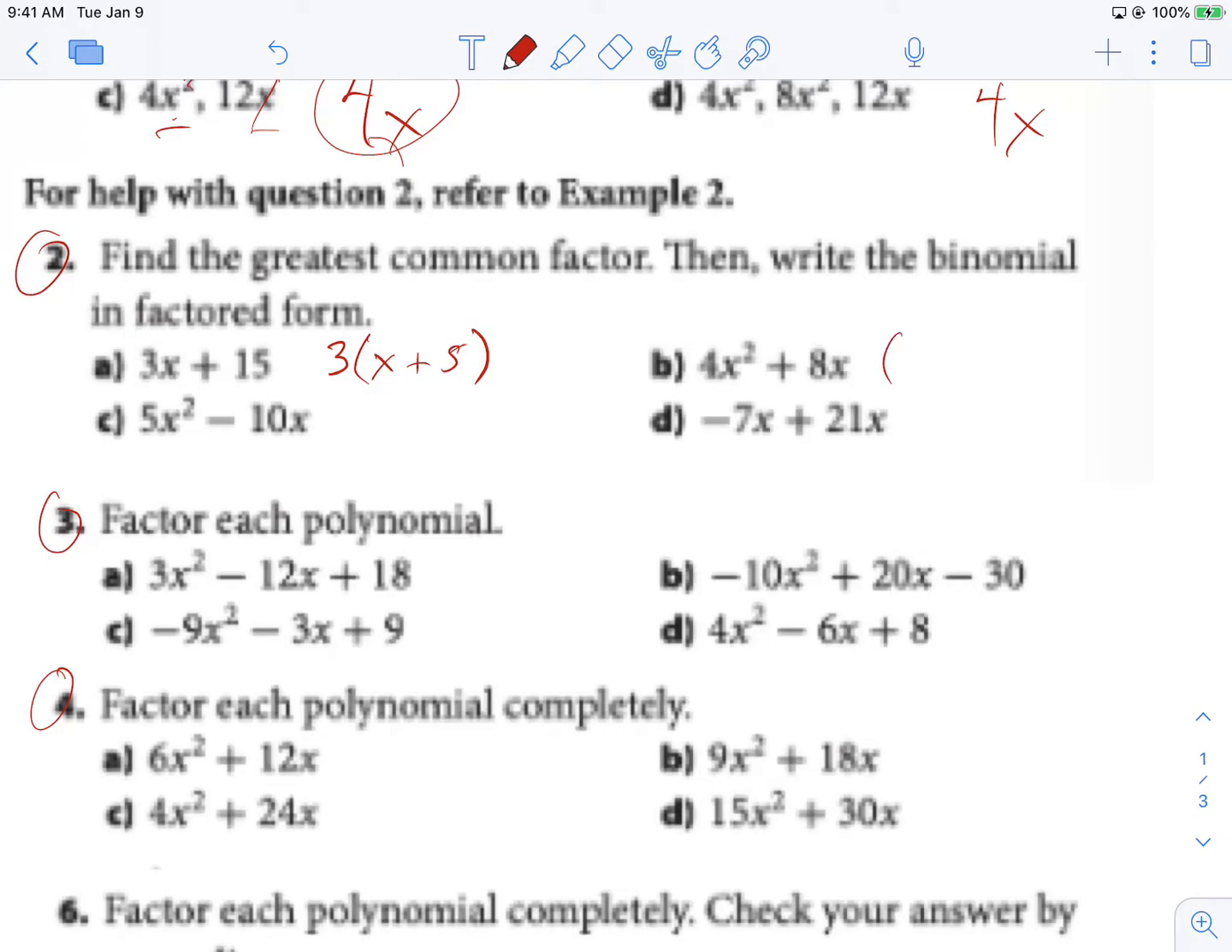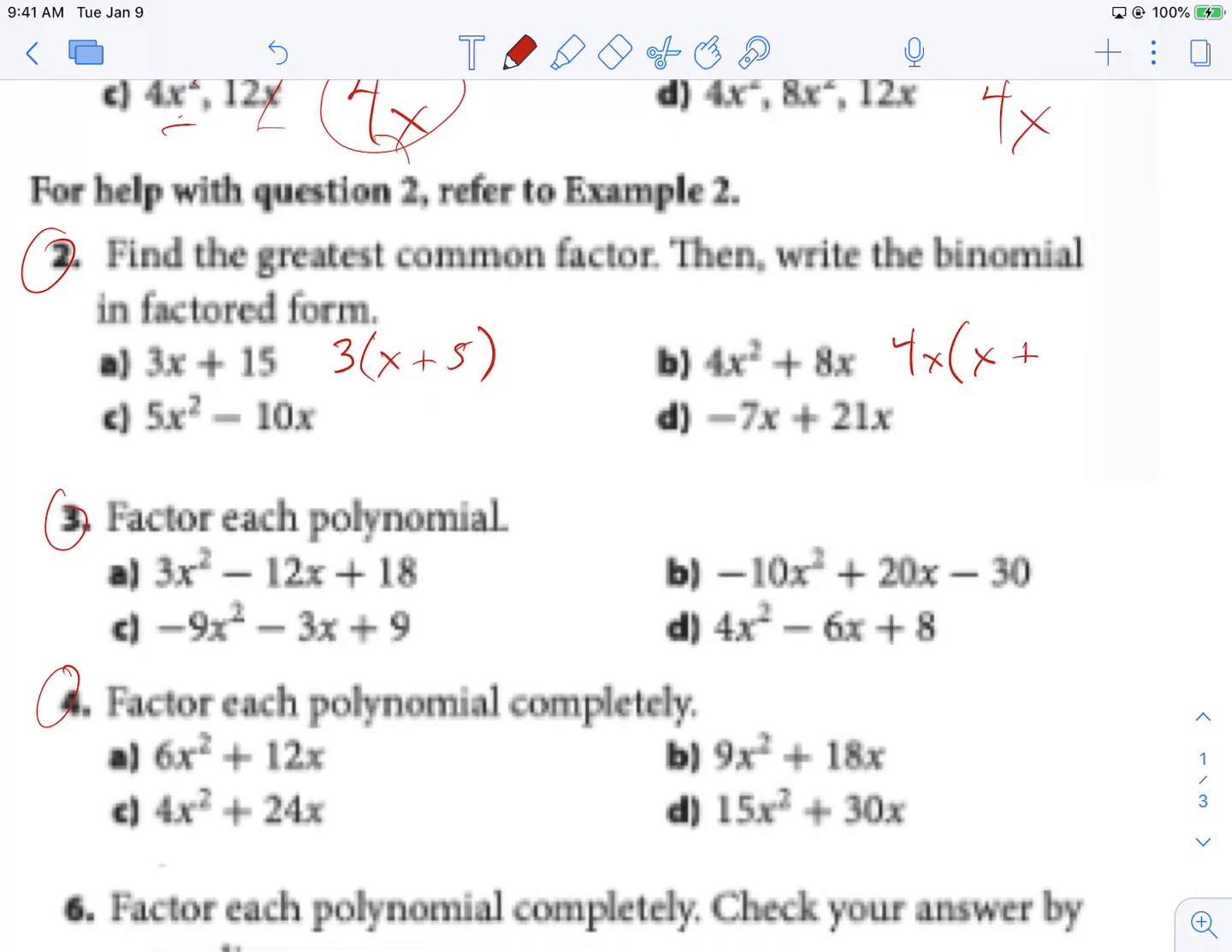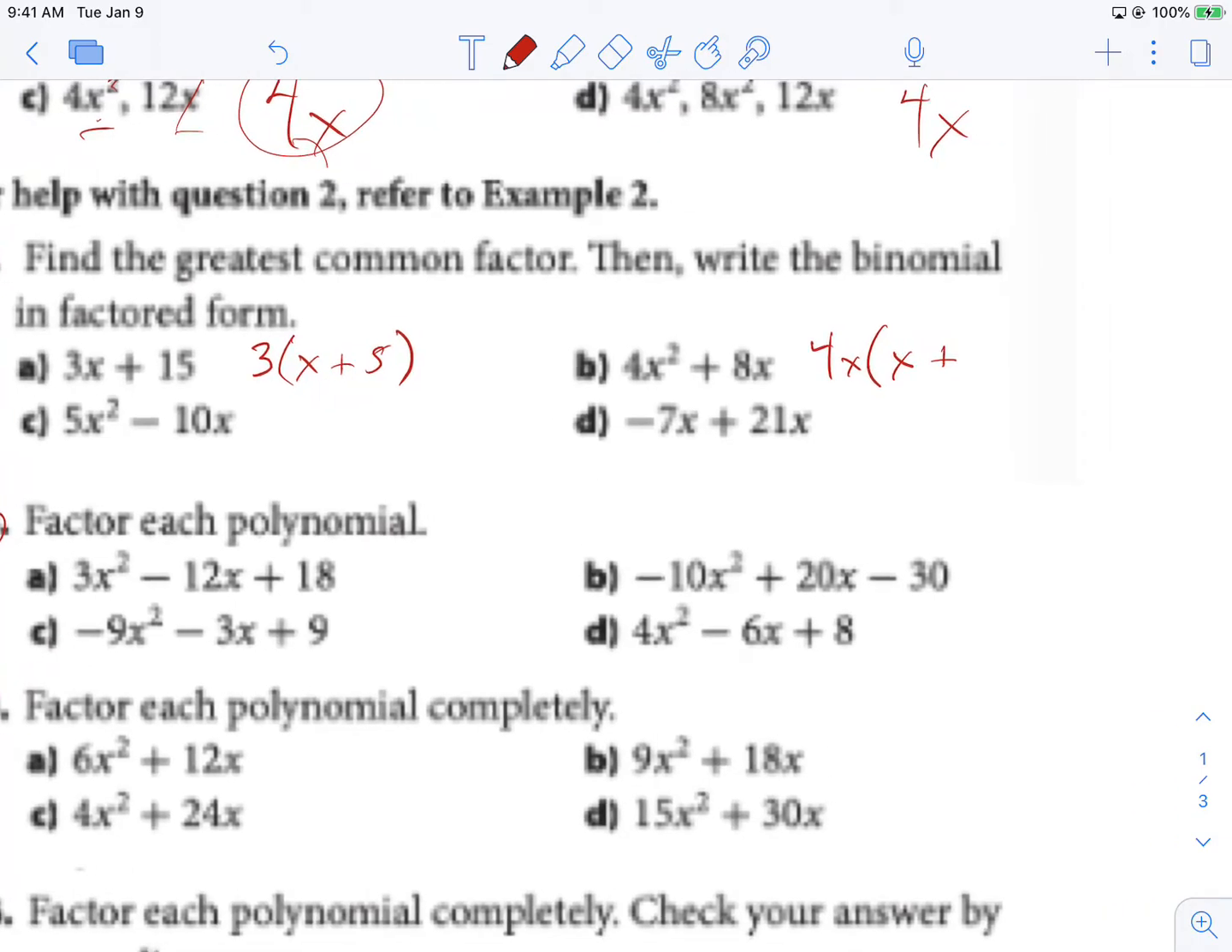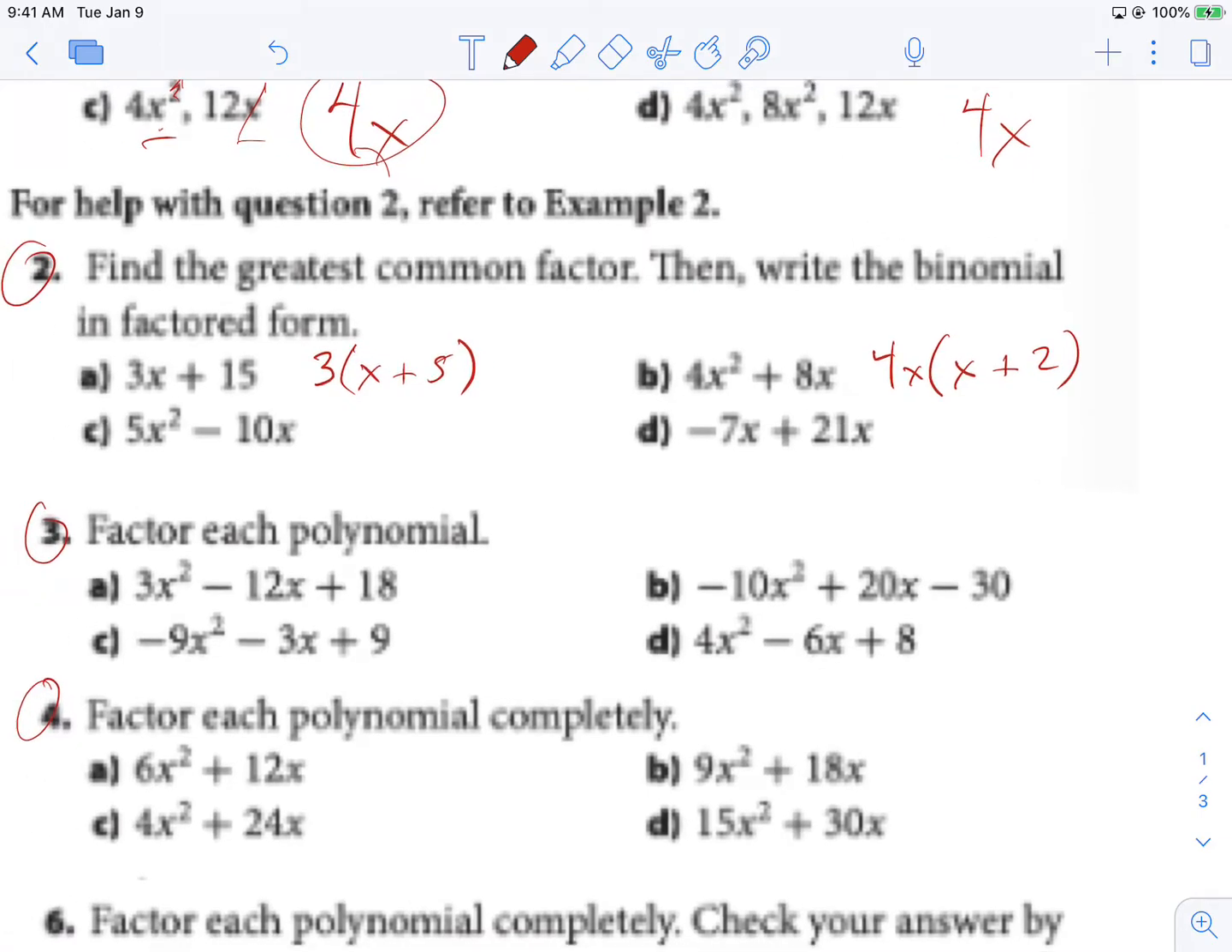For B, what's in common between these things? Well, we can definitely take a 4 out, and we can also take an x out. So if we take a 4 and an x out of 4x squared, you're just left with x. Plus, well, if we take the x out, now it's just 8. If we take the 4 out, we divide that, so it's just 2.